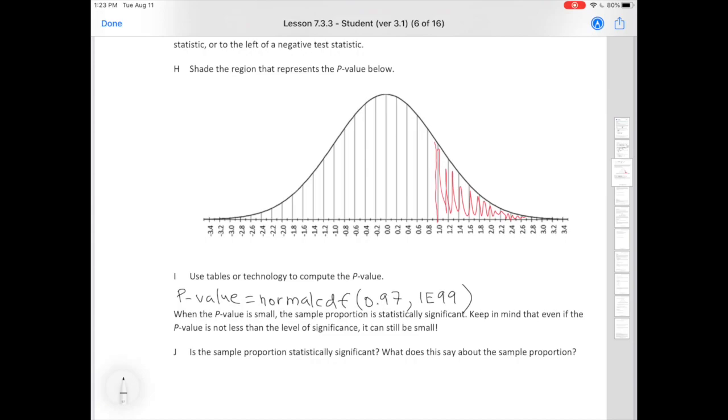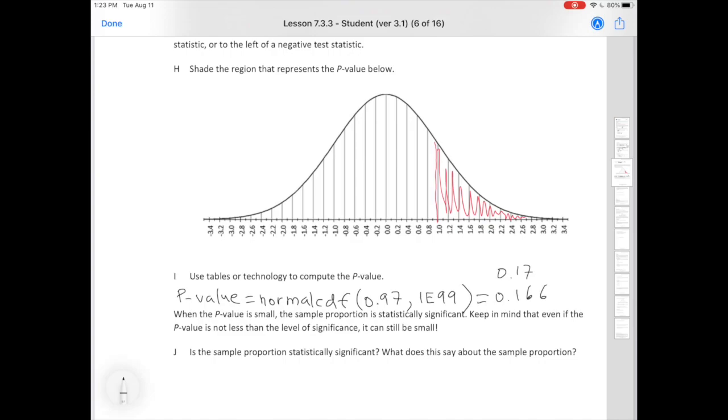So we get 0.166. We don't even need that many decimal places. We could have written it instead as 0.17. So recall, when the p-value is small, the sample proportion is statistically significant. Keep in mind that even if the p-value is not less than the level of significance, it can still be small.